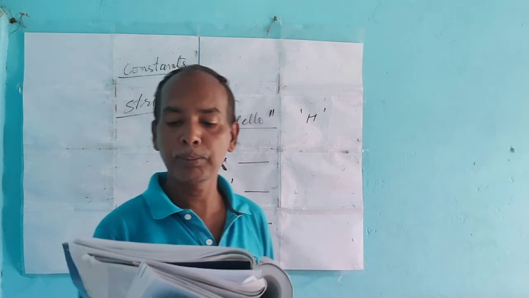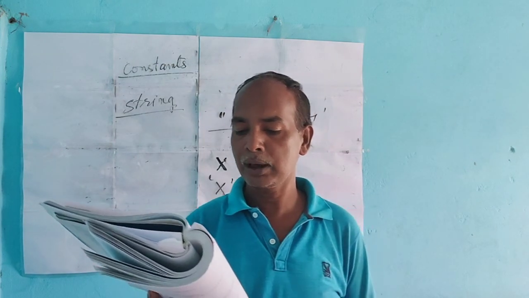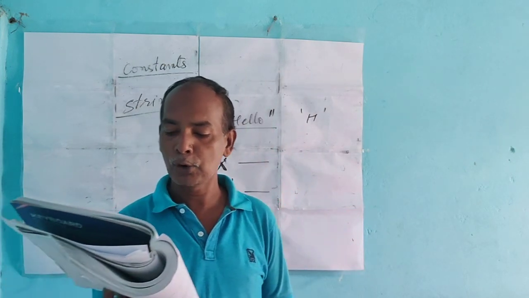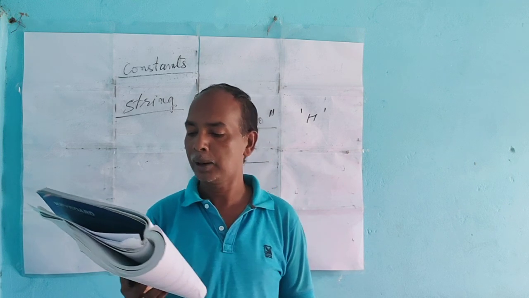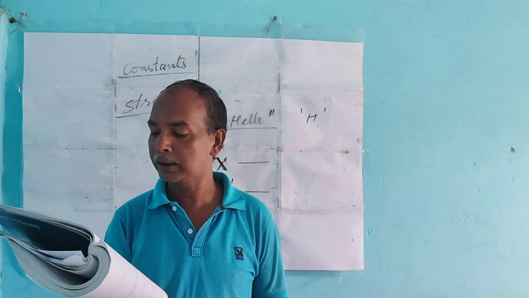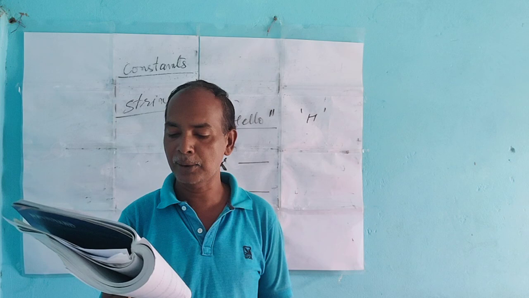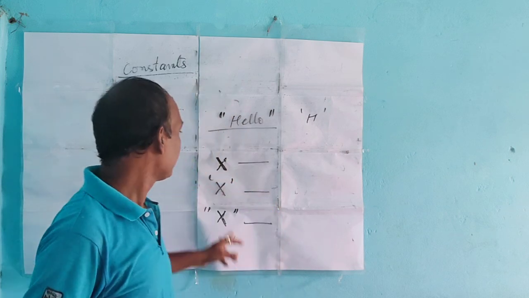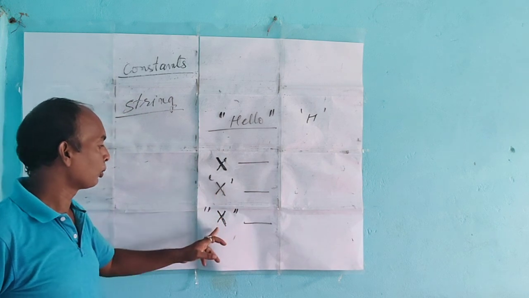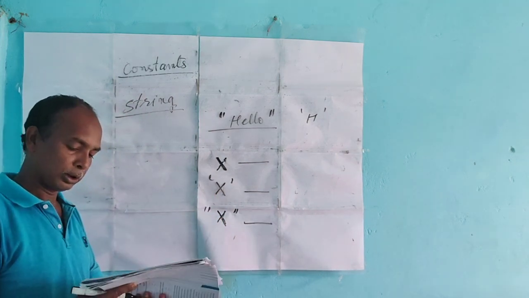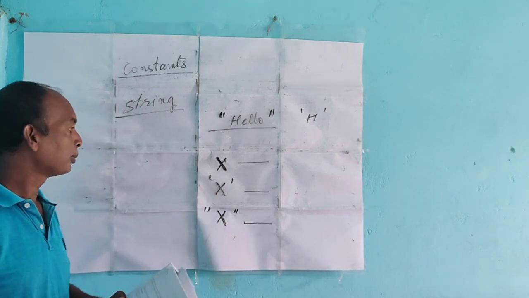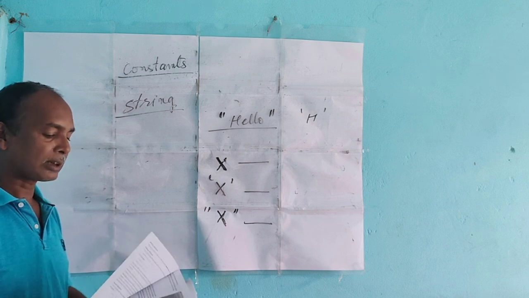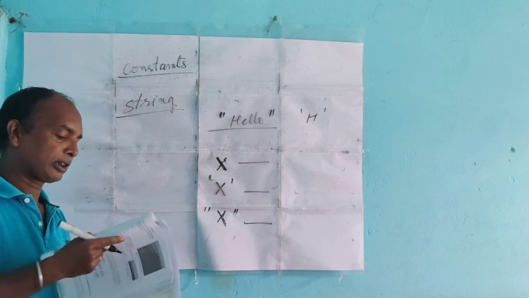It takes 1 byte for storage. The last one is the string constant x. For storing it in memory, the computer adds a null character, backslash 0, at the end of the string. Therefore, it takes 2 bytes for storage. The character constant takes 1 byte, and the string constant takes 2 bytes. This is the difference between x, single quote x, and double quote x.